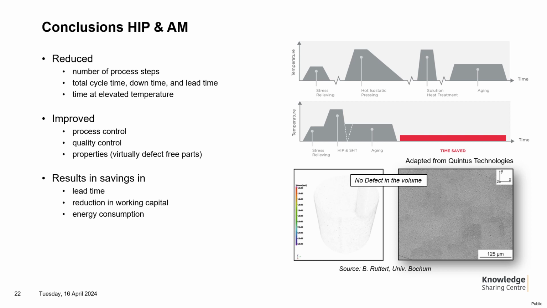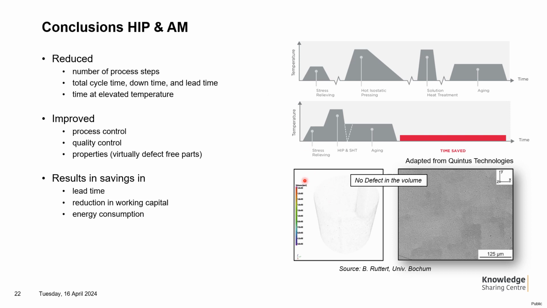Combination of additive manufacturing and modern HIP equipment can have several benefits. It can result in a reduced number of process steps. This one we have highlighted before, because we can implement many cycle steps in one process. Therefore, we have reduced the cycle time, the downtime, and also the lead time. In the end, this results in improved process control. We just have to take a look on one process, quality control. And we have improved properties because we have virtually defect-free parts.